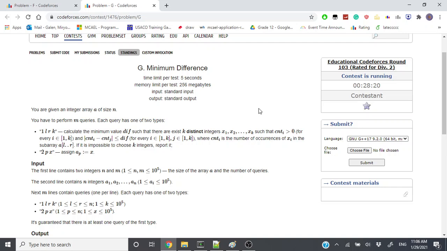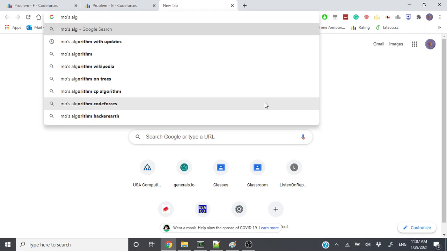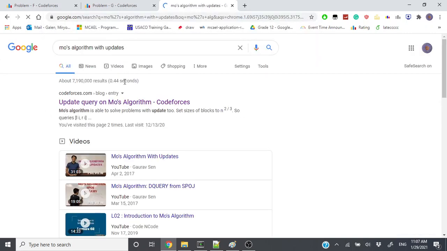K distinct integers where count I is greater than 0. How do we do this? Is this just something we're supposed to do?